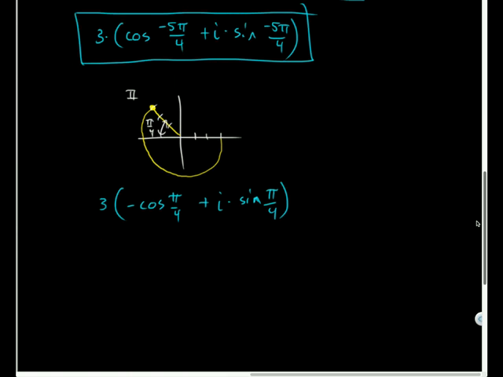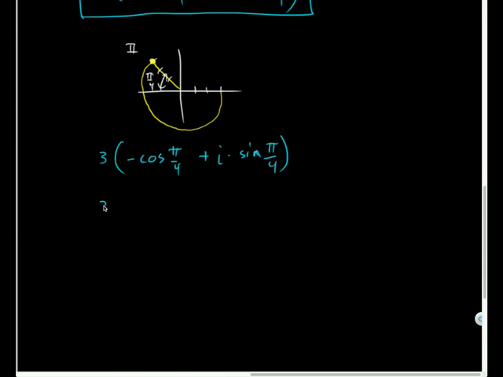And let's see, 3 times cosine of pi over 4 is root 2 over 2. And sine of pi over 4 is also root 2 over 2. And then I'd, wait a minute. I think I made a mistake on the previous problem. I believe I did. I'll go back and correct that in just a moment. Hopefully you caught it already.